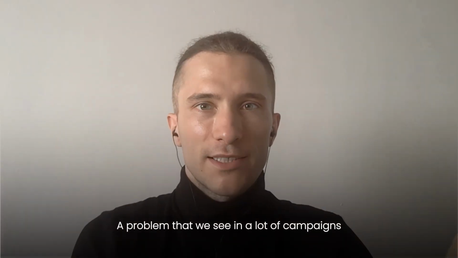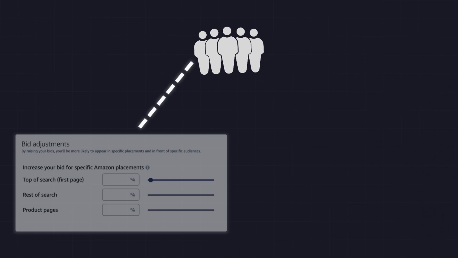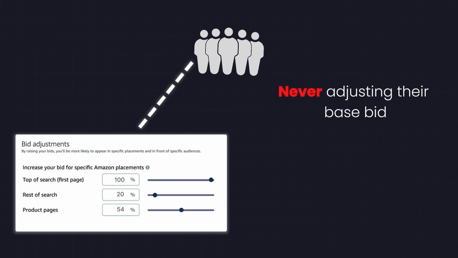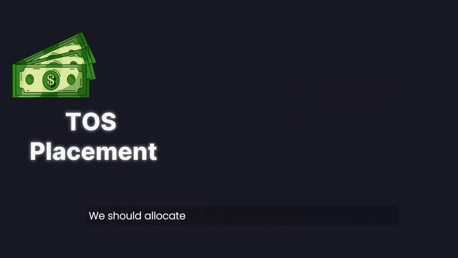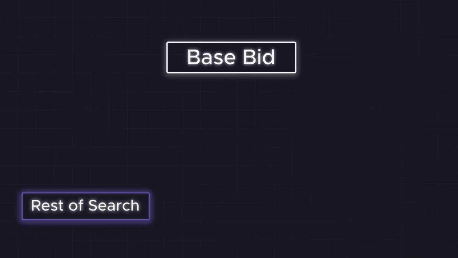A problem that we see in a lot of campaigns when we are auditing accounts is that the majority of people are only adjusting their placements but never adjusting their base bid. We should allocate the most budget towards the placement that generates the highest return on ad spend. Your bid is being applied to all the placements.